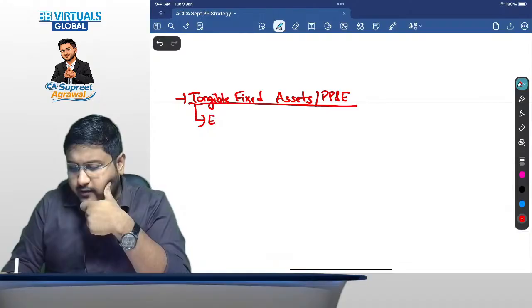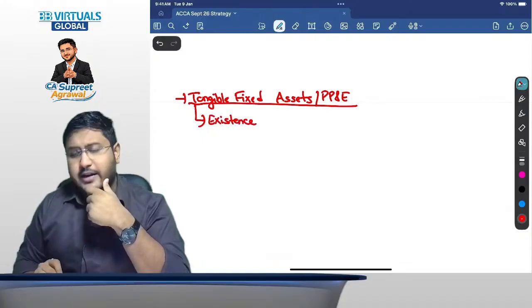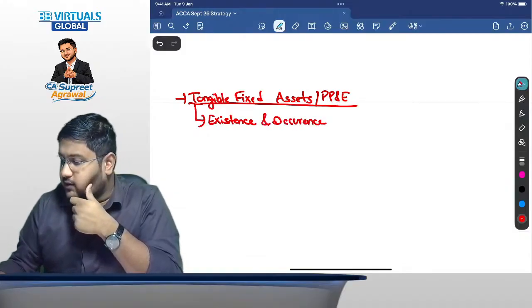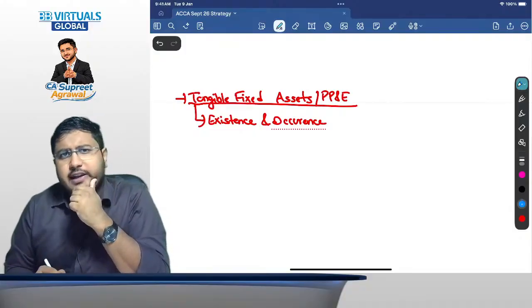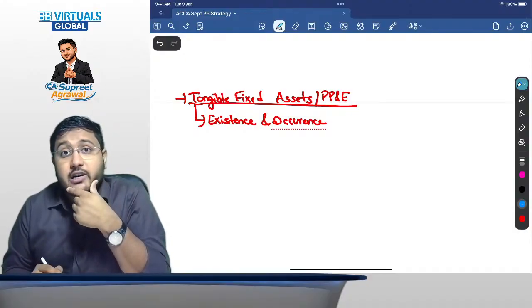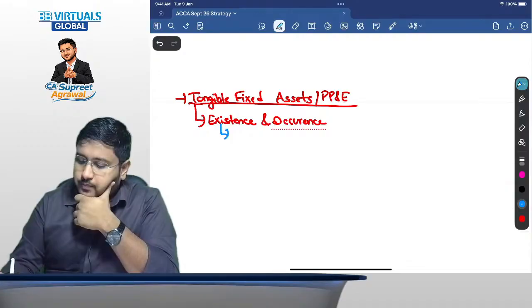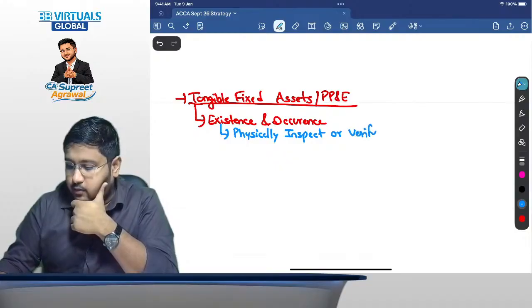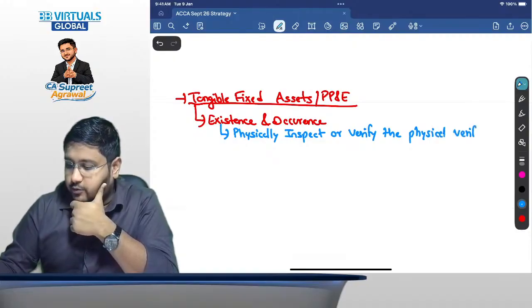So let's talk about existence and occurrence. How will you test whether the asset actually exists and whether the transaction related to the particular asset, say depreciation, say repair, has actually occurred or not? So let me tell you. You know what you will do? You will physically inspect or verify the physical verification report, correct? That would be your first procedure.